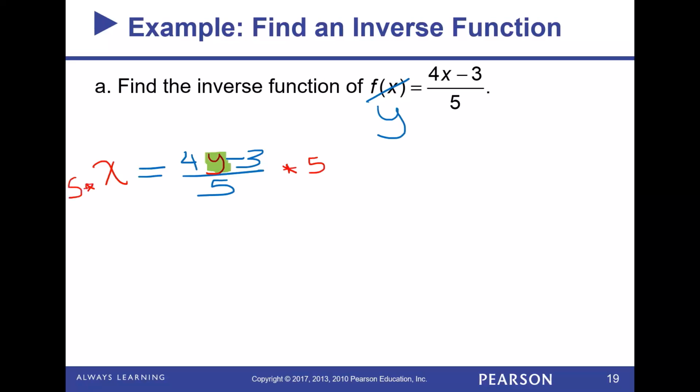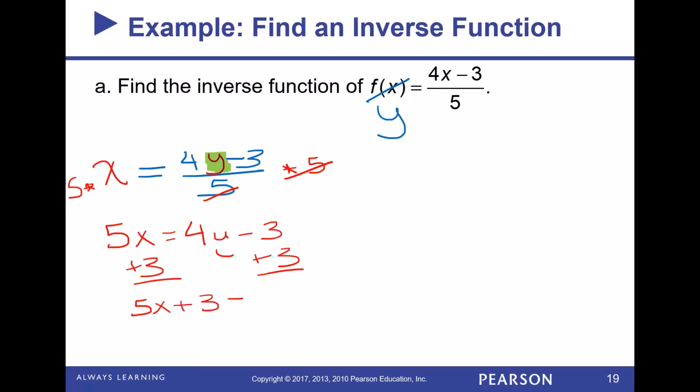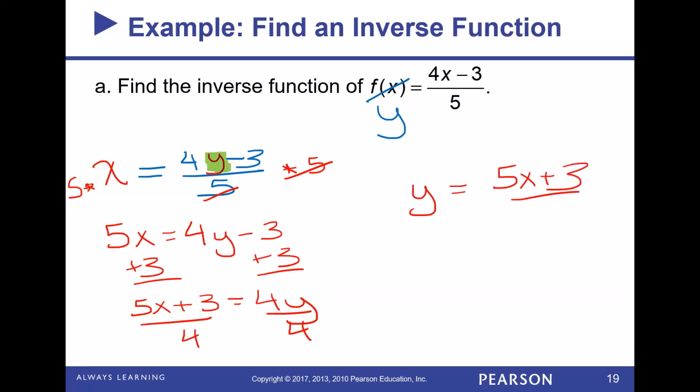That's going to leave me with 5x equals. Now over here, the reason why I multiplied by 5 is because I can cross them out, leaving me with 4y minus 3. Then I can add 3 to both sides. And again, I realize 5x and 3 are not like terms, so they're just going to be side by side. And last and final step will be to divide by 4. So we have y equals 5x plus 3 all over 4.